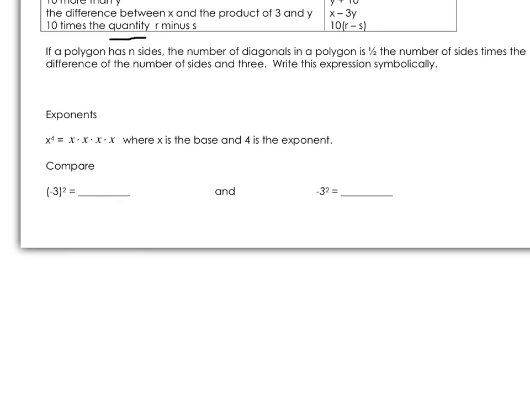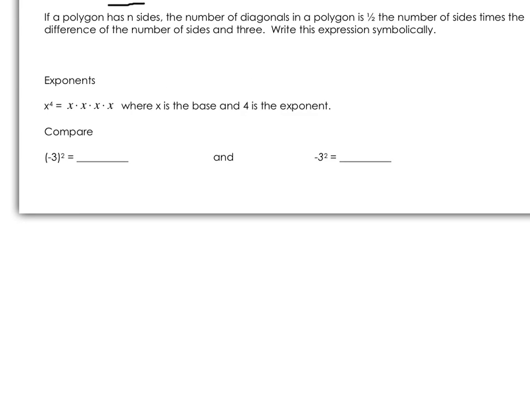So if a polygon has n sides, the number of diagonals in a polygon is 1/2 the number of sides times the difference of the sides and 3. Write this expression symbolically. If a polygon has n sides, the number of diagonals, well, let's use a D for that. D for diagonals. The number of diagonals in a polygon is 1/2 the number of sides, let's call that n.